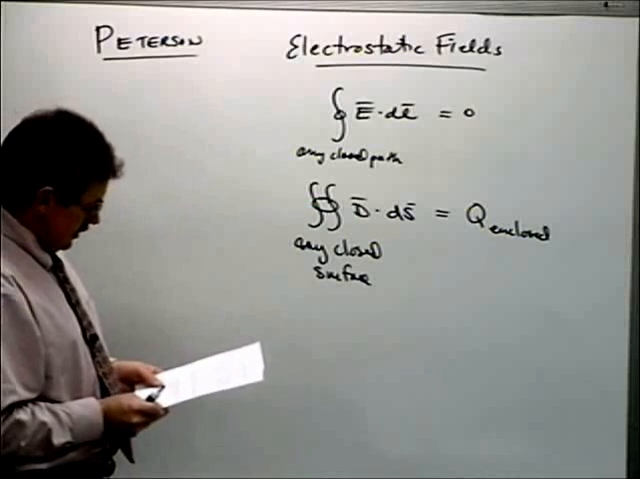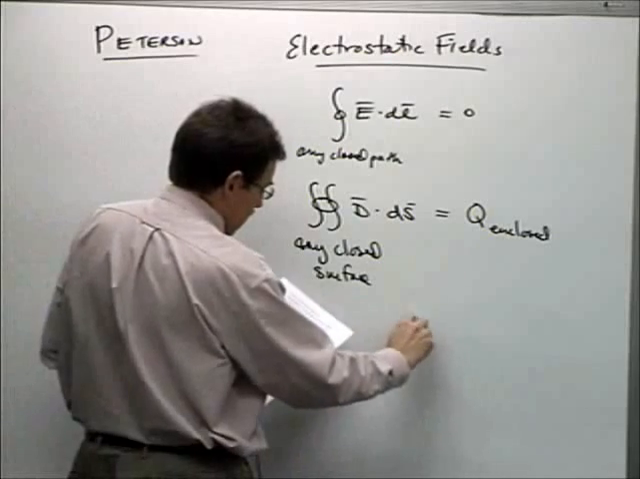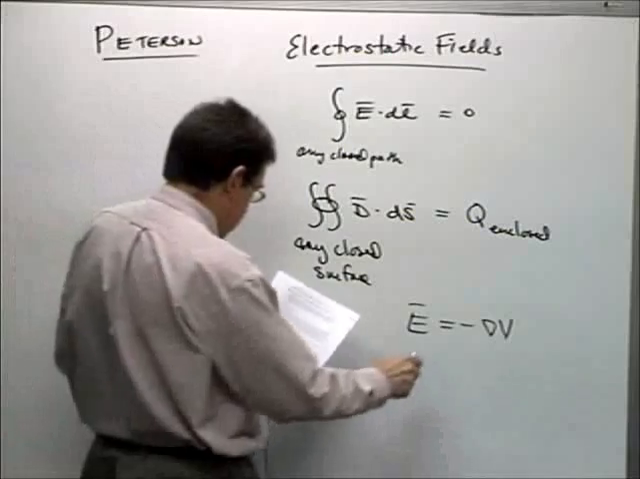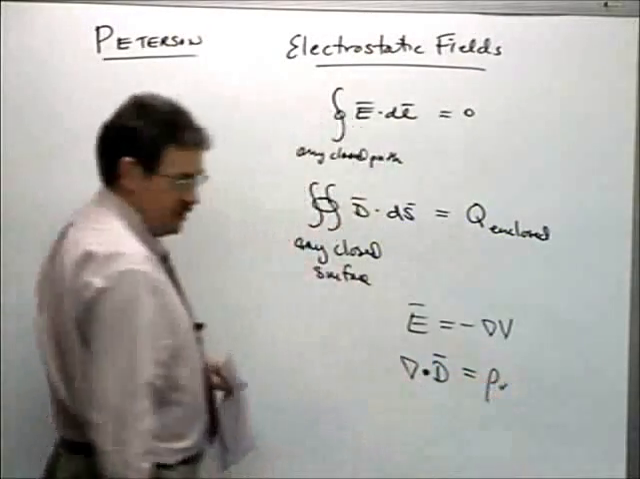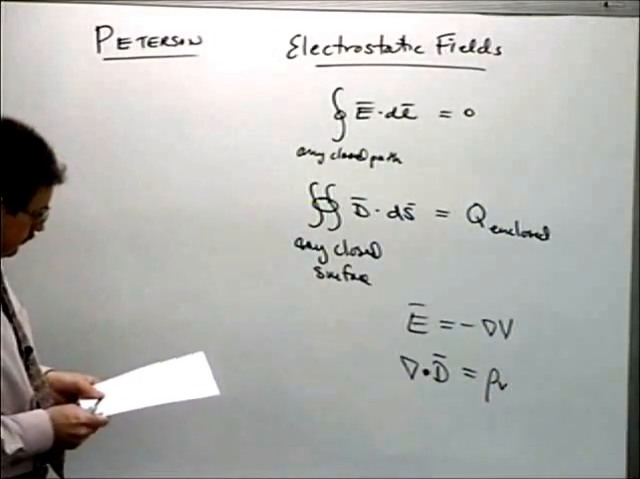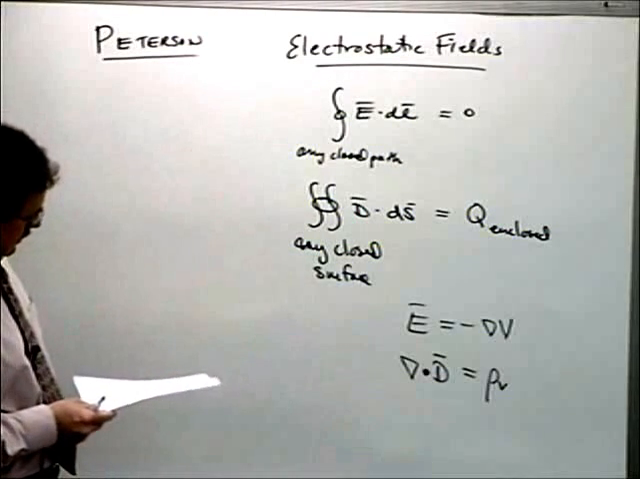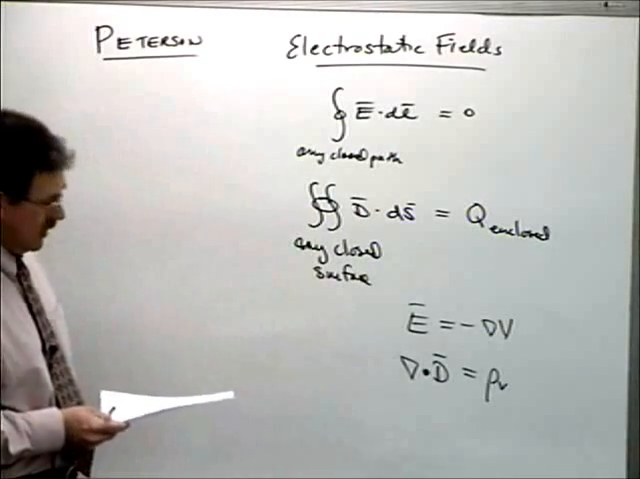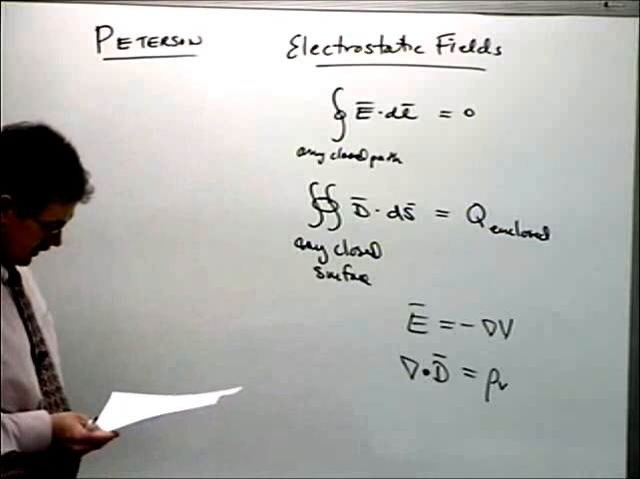There's also two equations in differential form that involve these fields. There's one equation that says that E is minus the gradient of V, and another that says the divergence of D is equal to the volume charge density, which I'll call rho sub V. As we go on, over the weeks ahead, we'll see how these equations are related to each other and generalize them slightly into the final forms of what we call Maxwell's equations today.